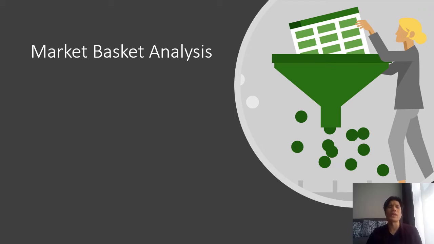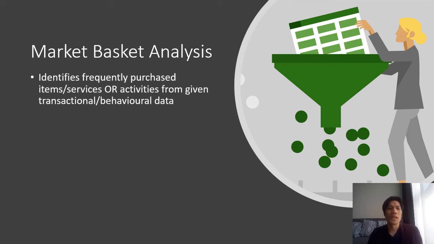So the first thing we want to look at is what is market basket analysis. Basically, when you go to a store, you'll buy a lot of stuff, right? And when you buy a lot of stuff, you notice that there are things that are associated in one basket. So maybe you buy apples with oranges and then oranges with other stuff as well. Or some people buy chocolates and coffee or sugar and Coke and so on and so forth. So basically, we are trying to identify frequently purchased items or services or activities from given transactional or behavioral data.